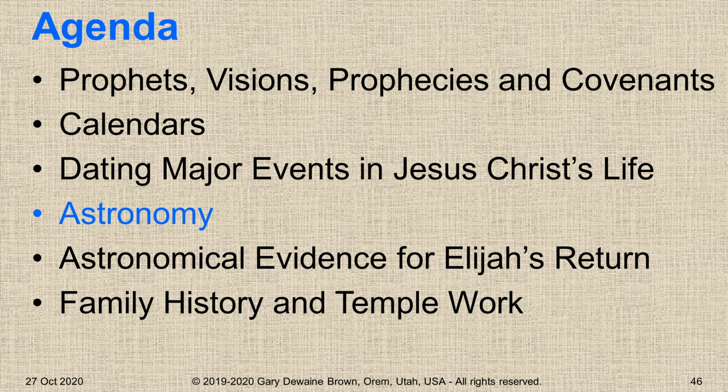To search for evidence of a special astronomical event, we will learn about four astronomical cycles used by calendars and astronomers, both ancient and modern.